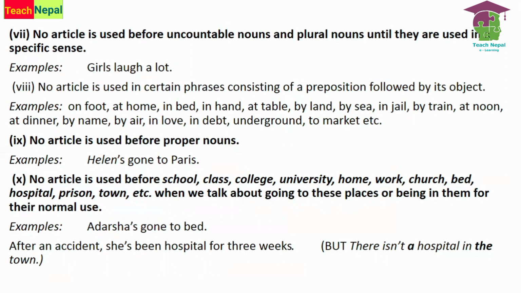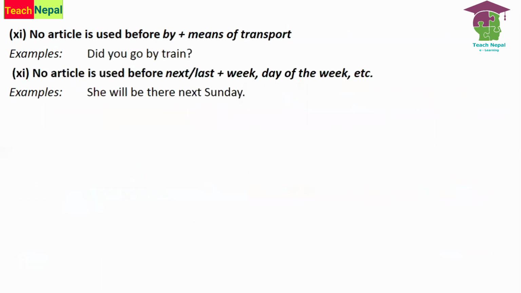No article is used before proper nouns. Helen has gone to Paris, right? So here, with proper nouns, with the name of a person, we don't use any articles. We don't say the Ram. No article is used before school, class, university, college, home, work, right? Others have gone to bed. All right. So she has gone to hospital, right? But there isn't a hospital in the town, to talk about the thing, right? There isn't a hospital. To say there is no hospital at all, you can use a hospital in that way.